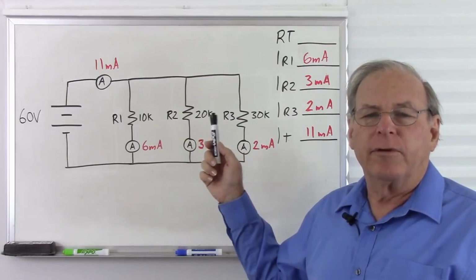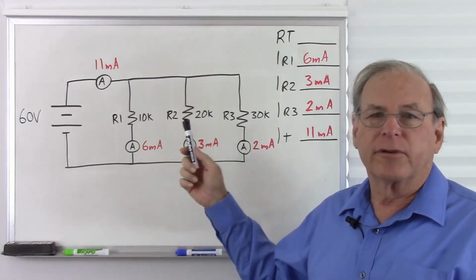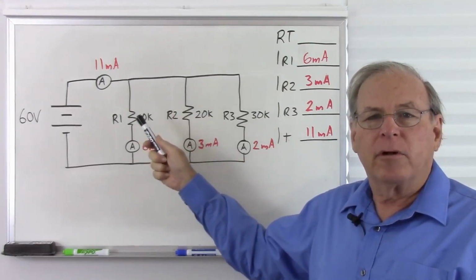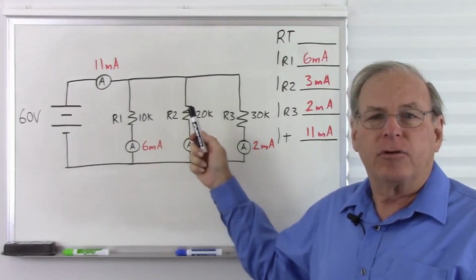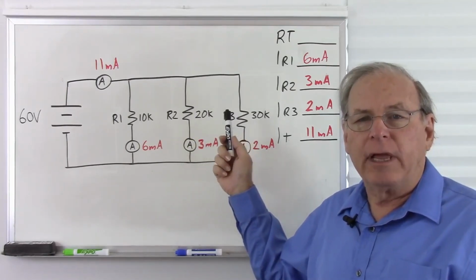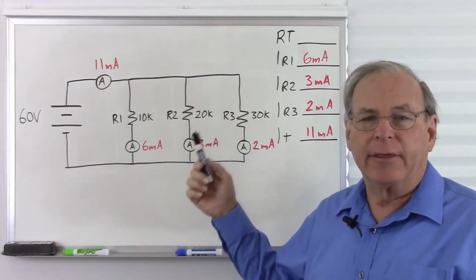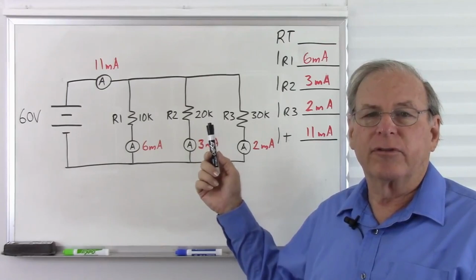Now let's find the total resistance. And this time, let's use the reciprocal method instead of the product over sum. So we're going to take the reciprocal of R1, add that to the reciprocal of R2, add that to the reciprocal of R3, which will give us an intermediate number, and we take the reciprocal of that number, and the result is our total resistance.